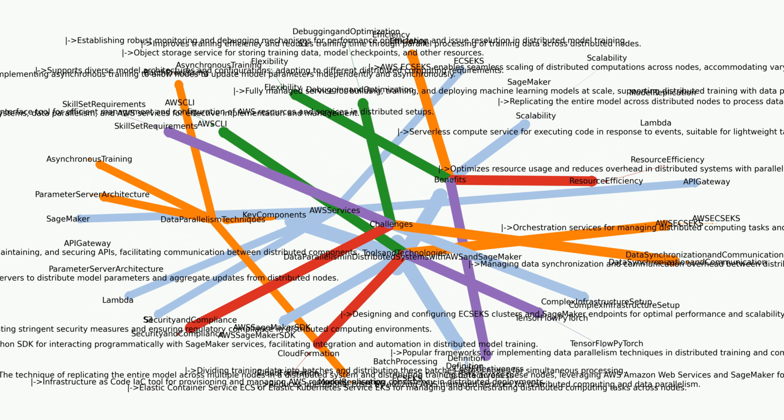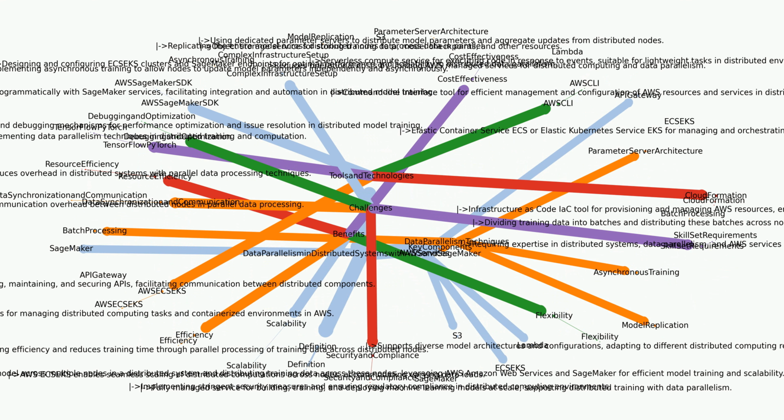Challenges: complex infrastructure setup, designing and configuring ECS/EKS clusters and SageMaker endpoints for optimal performance and scalability in distributed data parallelism. Data synchronization and communication: managing data synchronization and communication overhead between distributed nodes in parallel data processing. Debugging and optimization: establishing robust monitoring and debugging mechanisms for performance optimization and issue resolution in distributed model training.